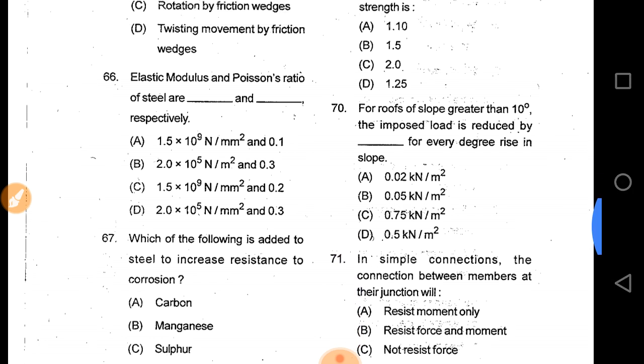Question number 17. For roofs of slopes greater than 10 degrees, the imposed load is reduced by dash for every degree rise in slope. That is 0.02 kilonewton per meter square, 0.05 kilonewton per meter square, 0.075 kilonewton per meter square, 0.5 kilonewton per meter square. So here the correct option will be option A, 0.02 kilonewton per meter square.